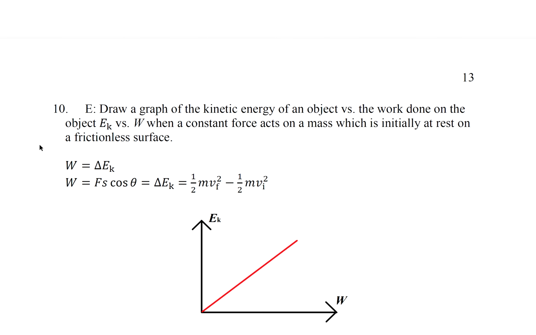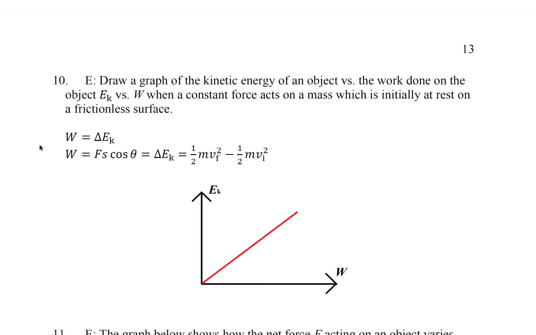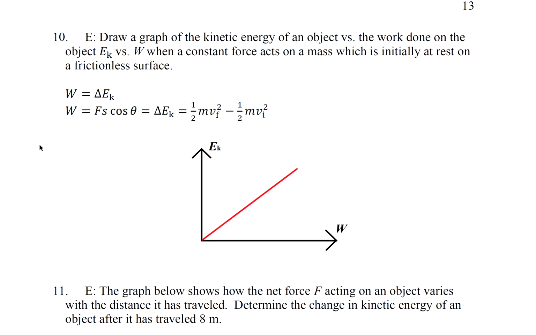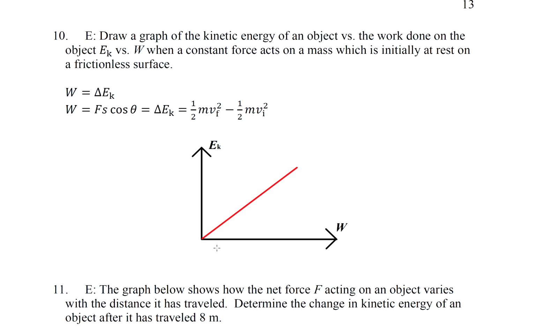Question 10. Draw a graph of the kinetic energy of an object versus the work done on the object, E sub k versus W, when a constant force acts on a mass which is initially at rest on a frictionless surface. So this is what it looks like. It's a line with a constant slope up.